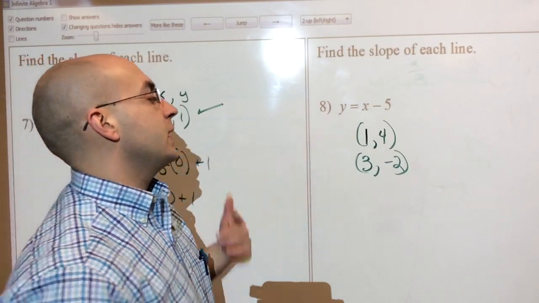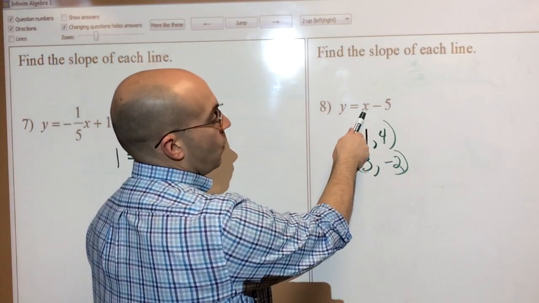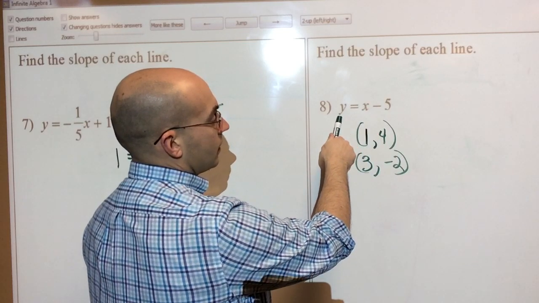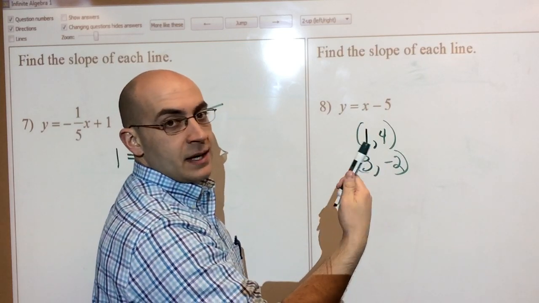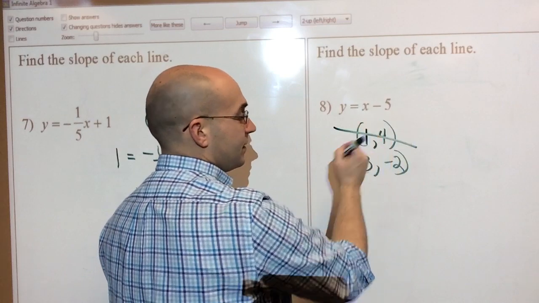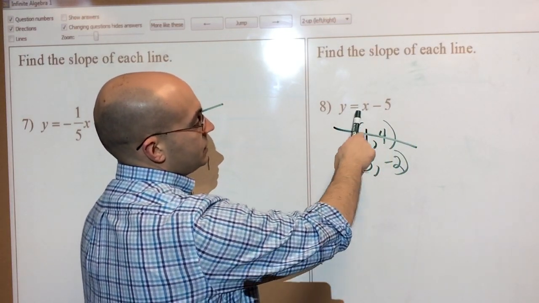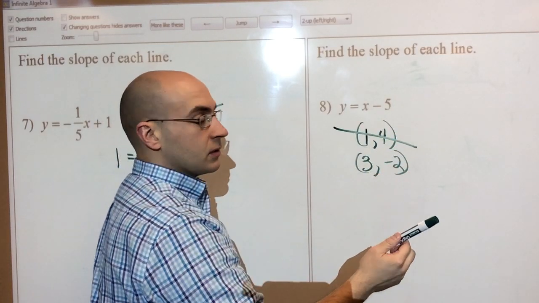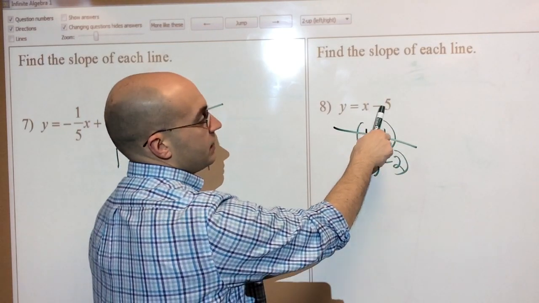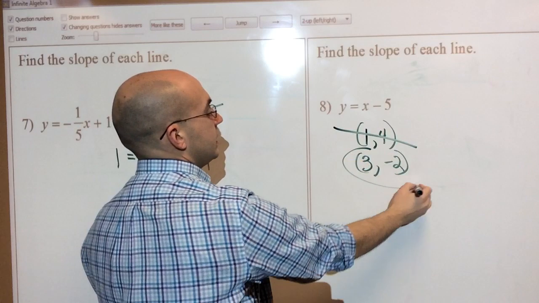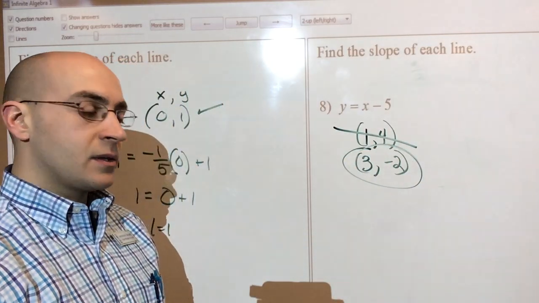So the first point is, it says 1 minus 5 equals 4. Well, 1 minus 5 is not 4. 1 minus 5 is negative 4. So this is not on that line. For the second point, this says negative 2 equals 3 minus 5. Well, that is true, right? Because if I put a 3 in here, 3 minus 5 is negative 2. So this one is on that line. Okay? So just a little bit of work there for you.